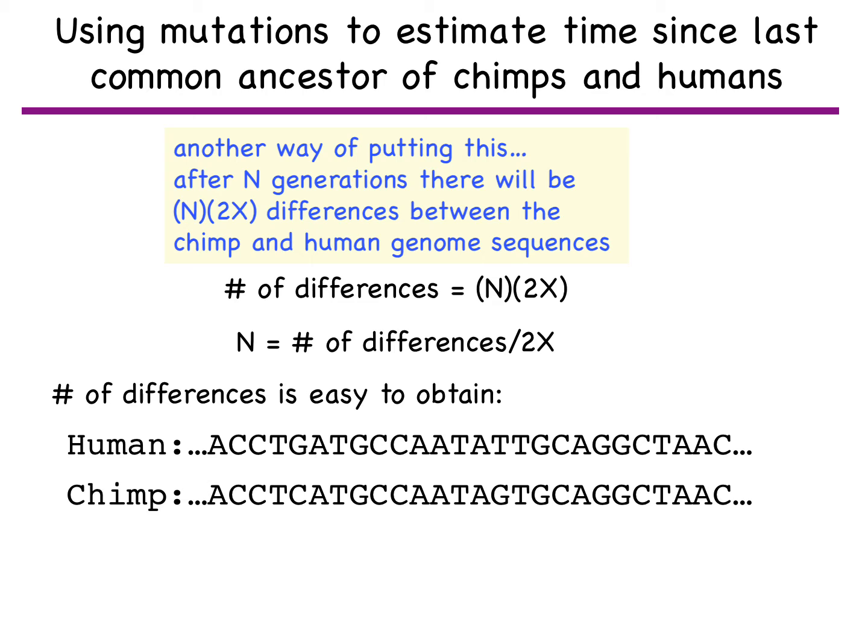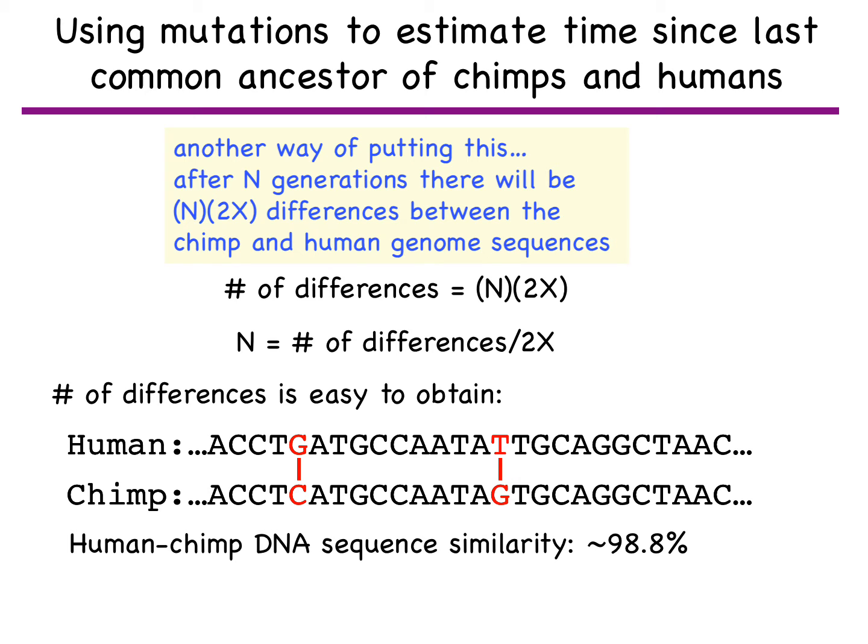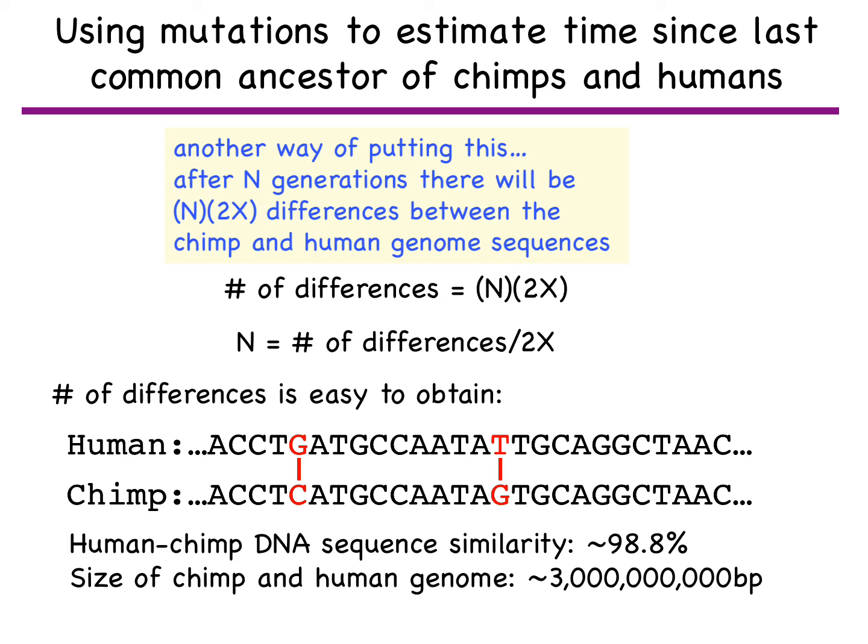It's already been obtained. We've also obtained the chimp DNA sequence. And so all we have to do is create an alignment between the two of them and look for differences. We tally that up over the entire genome. What we find is, in fact, the human-chimp DNA sequence similarity is 98.8%. So the size of the chimp and human genomes is basically the same. They're both about 3 billion base pairs in length.